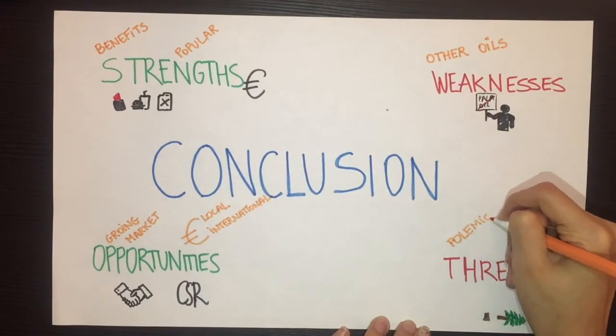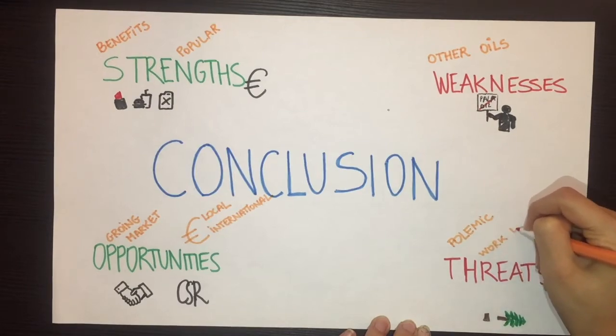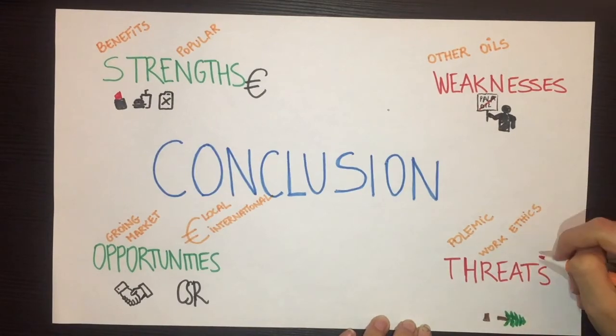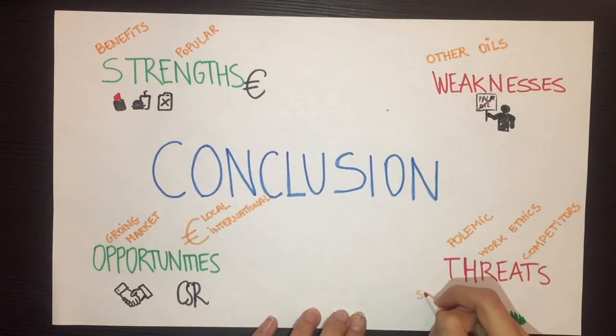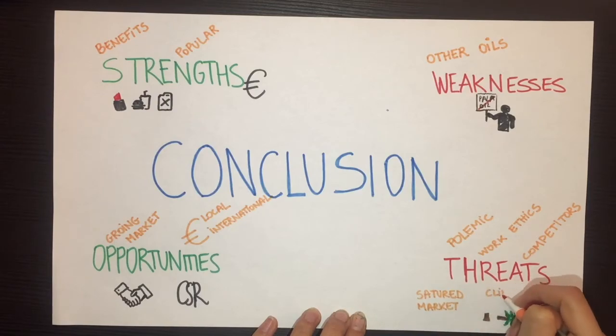As for threats, it has generated a lot of debate. Work ethics for palm oil is an issue. Furthermore, there's a lot of competition in the market, and the market might be saturated in the future. And lastly, climate change might pose an unfavorable effect to palm oil production in the future.